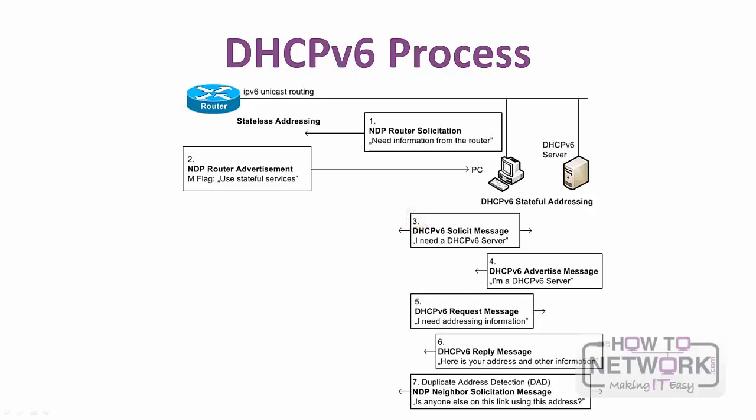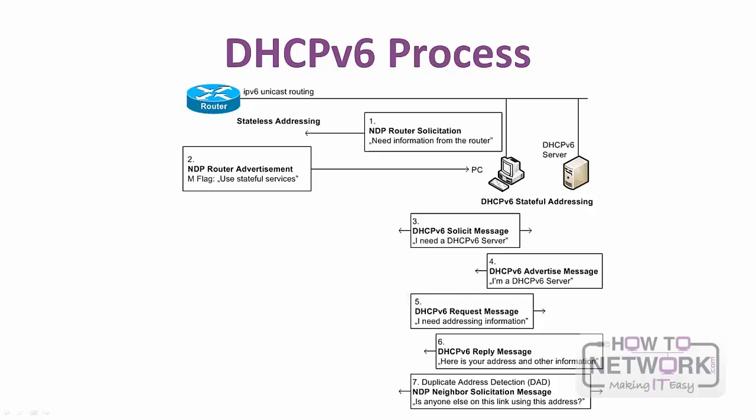Step 3. PC sends out a DHCPv6 solicit message to a special multicast address specifically for DHCPv6 servers, FF02::1:2. Step 4. One or more DHCPv6 servers respond with a DHCPv6 advertise message, indicating that they are available for DHCPv6 service. If PC receives multiple advertise messages, there is a process that generates a server preference value that it will use to select the appropriate DHCPv6 server.